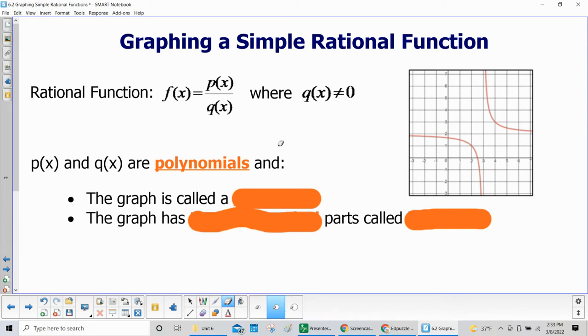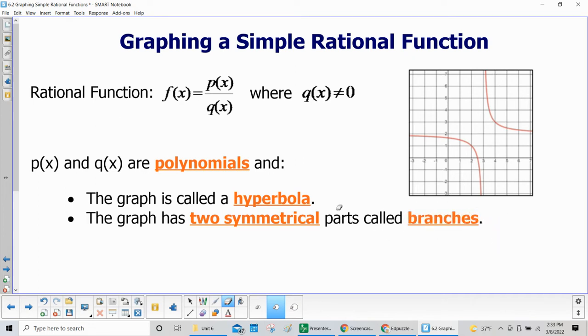The graph, what we see here, this curved graph, is called a hyperbola, where it kind of splits and the graph has two symmetrical parts. You can see here that these do have symmetry if we were to reflect across. Those symmetrical parts are called branches. So we're going to be graphing the branches of a hyperbola today.